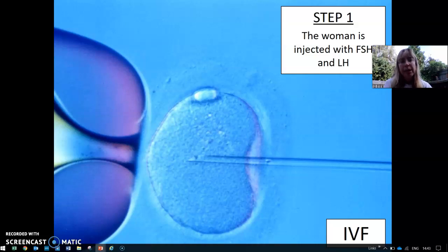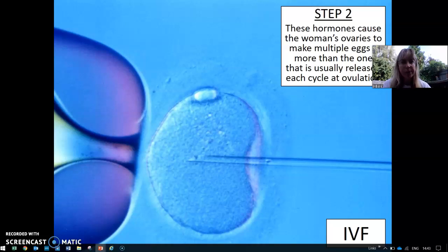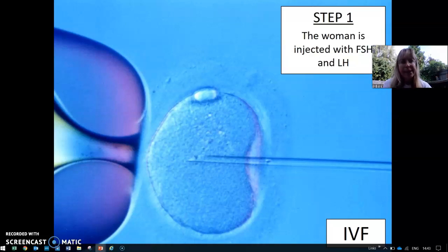Well, absolutely. The woman needs to be injected with FSH and LH first. Remember, FSH helps to stimulate the eggs to be matured, and then LH is used to actually cause the egg to be released from the ovary, and we call that process ovulation. So step 1 is the woman is injected with FSH and LH.